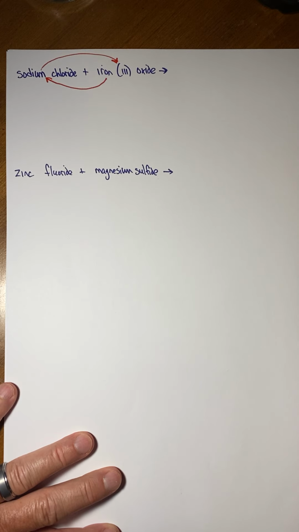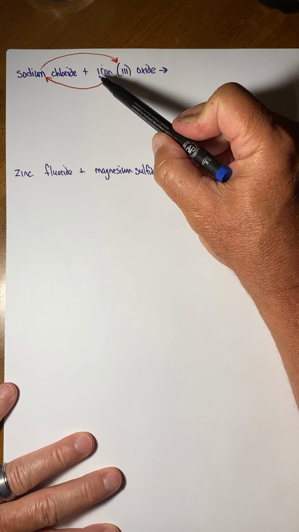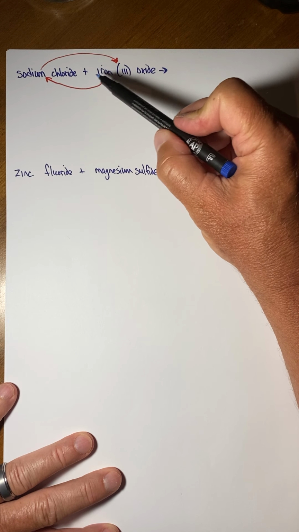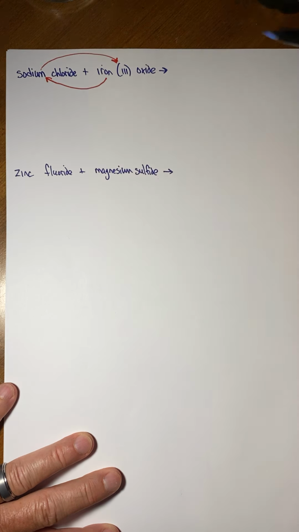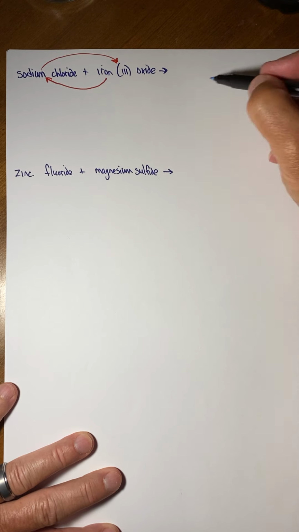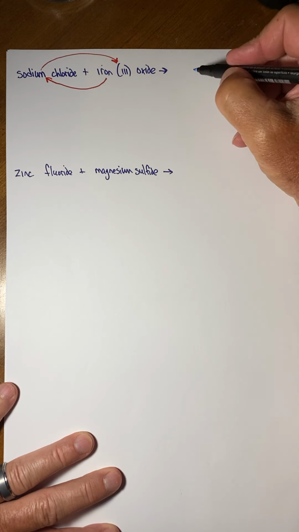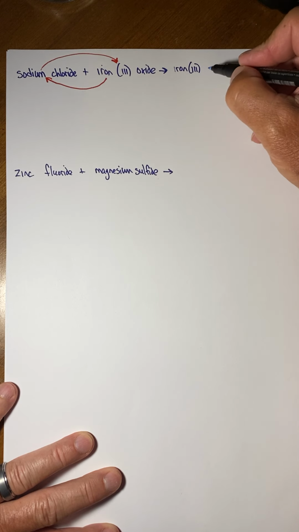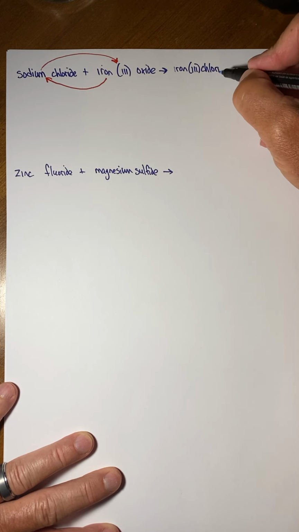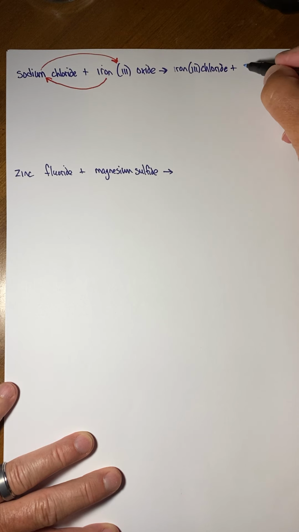So it's literally, you erase iron 3 and you slap sodium there, and then you erase sodium and you put iron 3 there. Again, as long as they're on the product side, it doesn't matter the order. So I'm just going to go iron 3 chloride, and it's also going to form sodium oxide. It's literally that easy. It doesn't get much easier than this in chemistry.